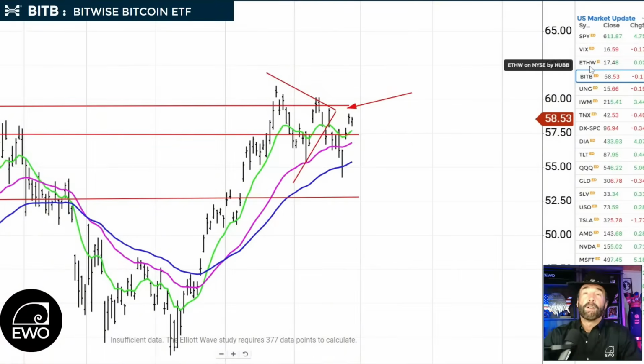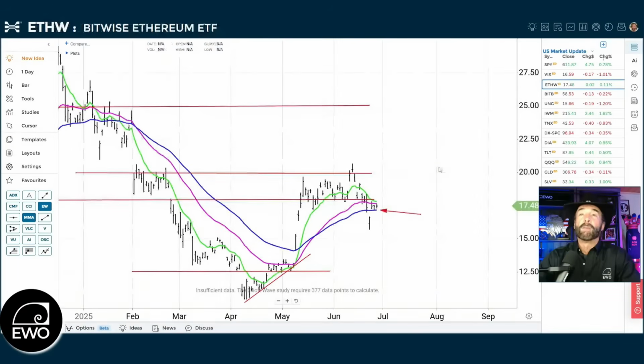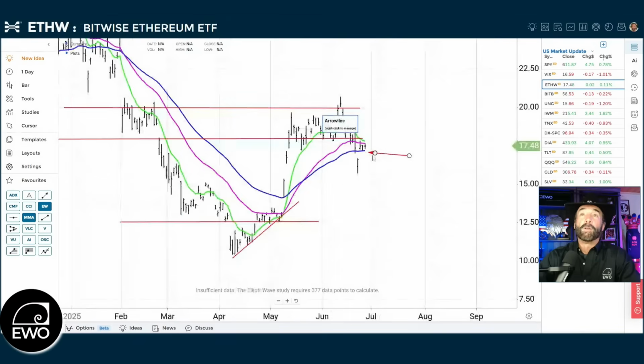If we look at Ethereum, as evidenced by the ETHW, we did break below the 50-day moving average. But once again, the rules that I talk about, no follow-through day. It was a lone day down here and then immediately back above the 50-day moving average. So we're right at the 10-day moving average. Also a doji here.